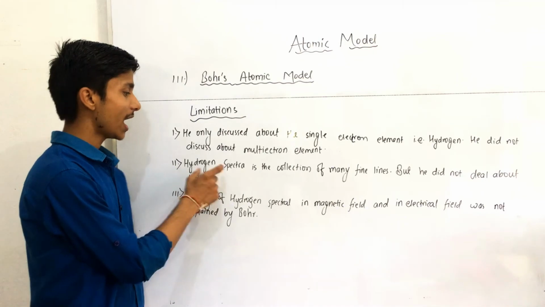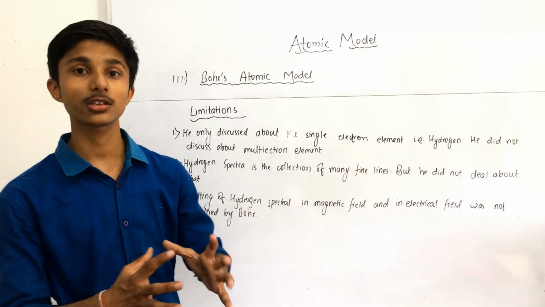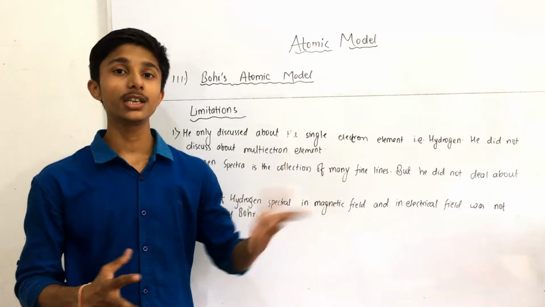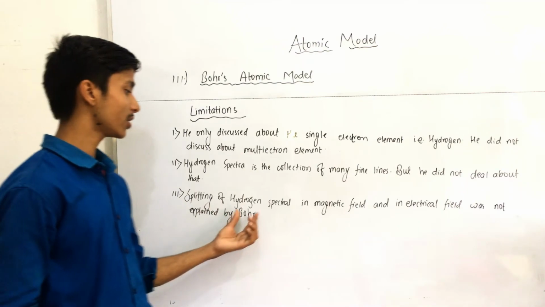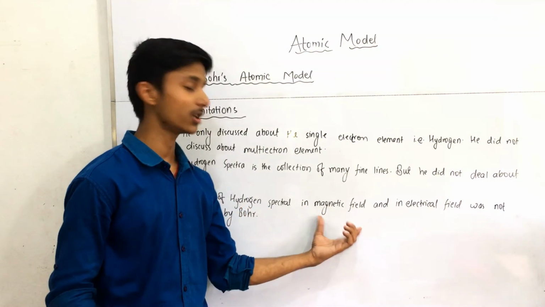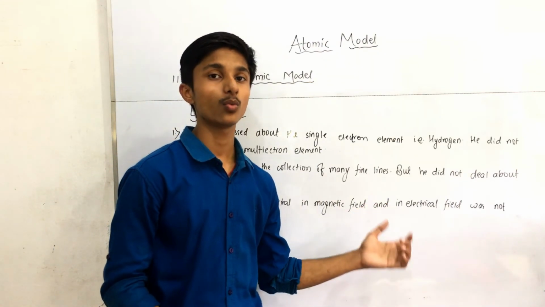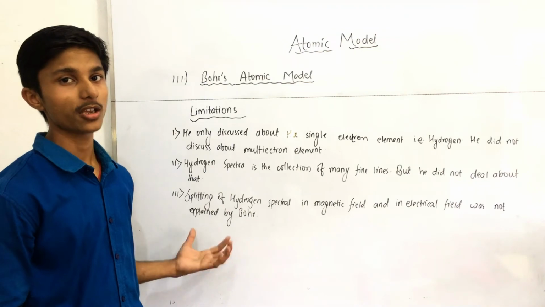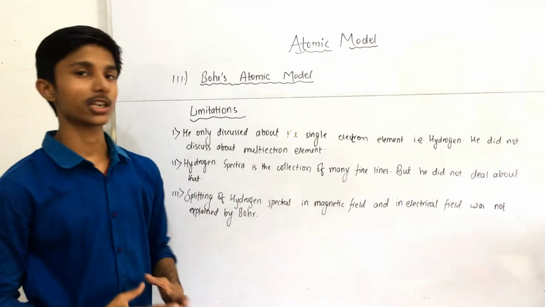Second, the hydrogen spectrum is a collection of many fine lines, but he did not deal with that. Third, the splitting of hydrogen spectral lines in a magnetic field, called the Zeeman effect, and in an electric field, called the Stark effect, was not explained by Bohr. So these are the limitations of Bohr's atomic model.